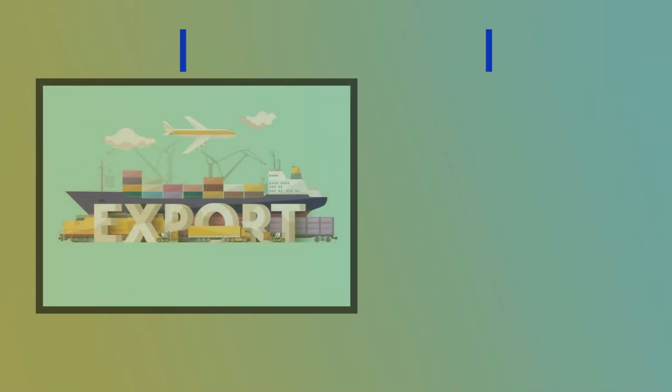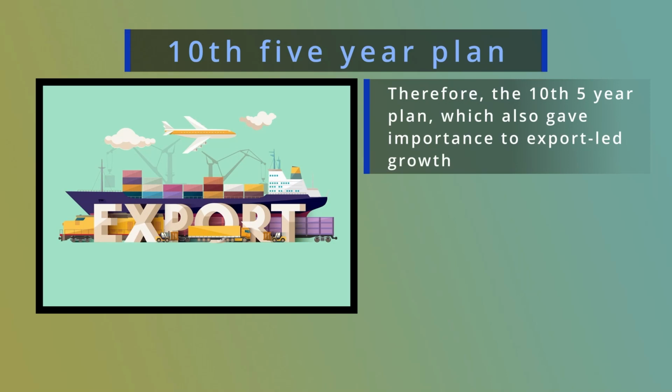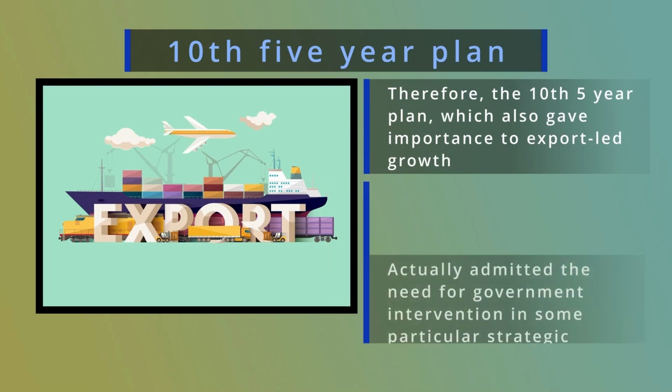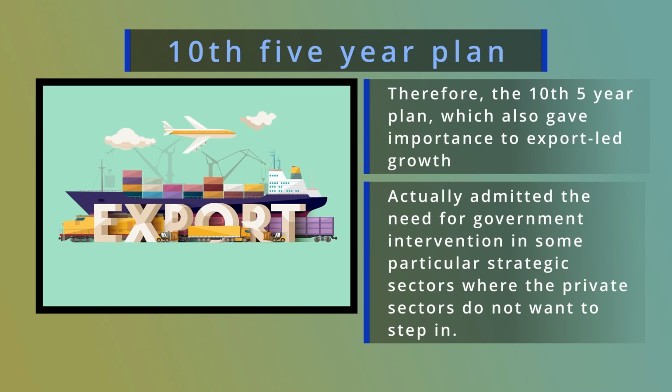The restrictions are less. Your import restrictions are less. So you are more susceptible to global fluctuations, to international fluctuations in the business environment. And by itself, export-led growth, although it can increase your growth, cannot ensure a reduction in inequality in the distribution of income and wealth in the country. Therefore, the tenth five-year plan, which also gave importance to export-led growth, also admitted the need for government intervention in some particular strategic sectors where the private sector does not want to step in.